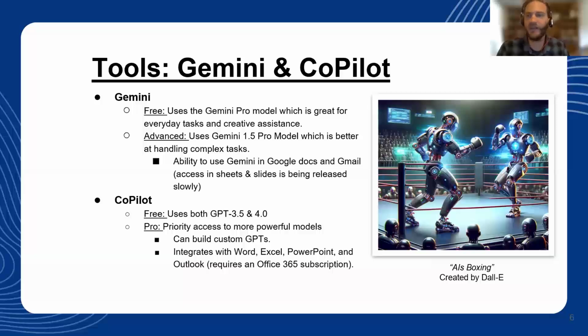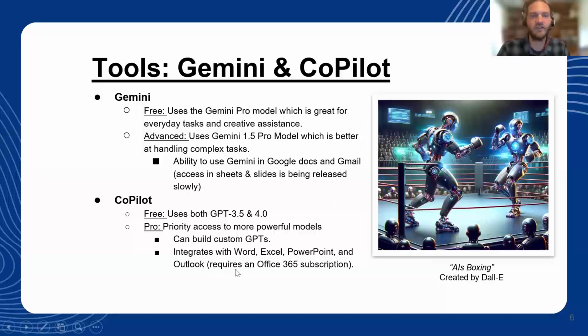Now with Copilot, that is Microsoft's one, and their free version uses ChatGPT or some of the models that OpenAI created. The Pro version gives you priority access to some of the more powerful models. You can build those custom GPTs. And with the Copilot Pro, what's cool is it can integrate with Word, Excel, PowerPoint, and Outlook. But this does require one of those Office 365 subscriptions. So those are some of the different tools that you can think about.